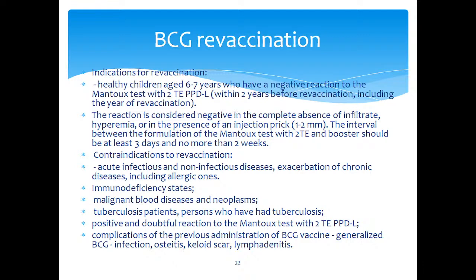Contraindications to vaccination: acute infectious and non-infectious diseases, exacerbation of chronic diseases, including allergic ones. Immune deficiency states, malignant blood diseases and neoplasms. Tuberculosis patients, persons who have had tuberculosis, positive and doubtful reaction to the Mantoux test, and complications of the previous administration of BCG vaccine.